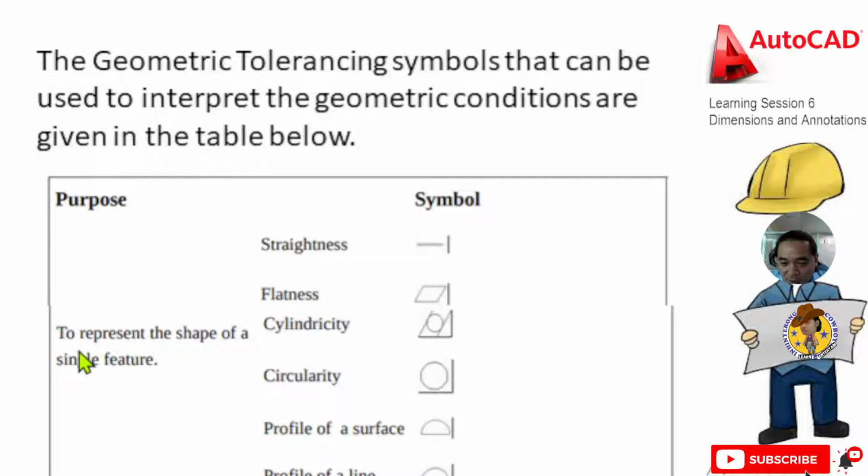The purpose is to represent the shape of a single feature. Straightness, this one. Then we have flatness, so this is the symbol. Just follow the symbol being used. Okay, so this is important. The cylindricity, so this one. The circularity, the profile of the surface, then the profile of a line.